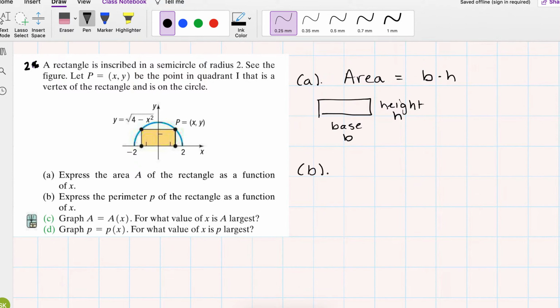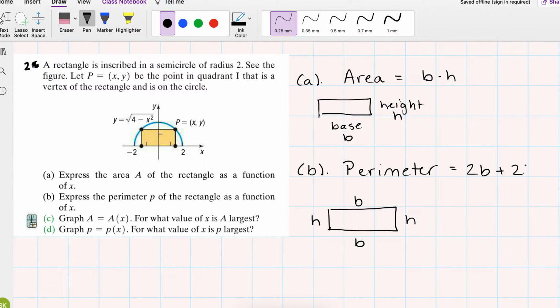And for part B, we're not done with this, but we're at least starting it. We know that the perimeter is the sum of the sides. So if this is B and this is H, we know this side is also H and this side is B. So the perimeter is the base plus height plus base plus height, so 2 bases and 2 heights. Okay, so at least we know what the area and the perimeter of a rectangle are. Now I want to rewrite these formulas in terms of just x. Is that possible?